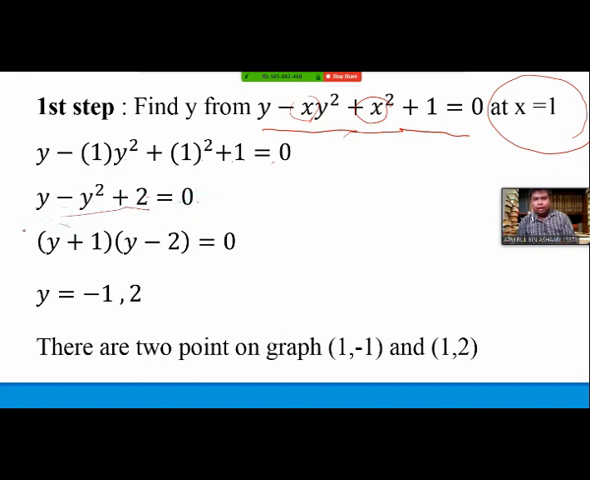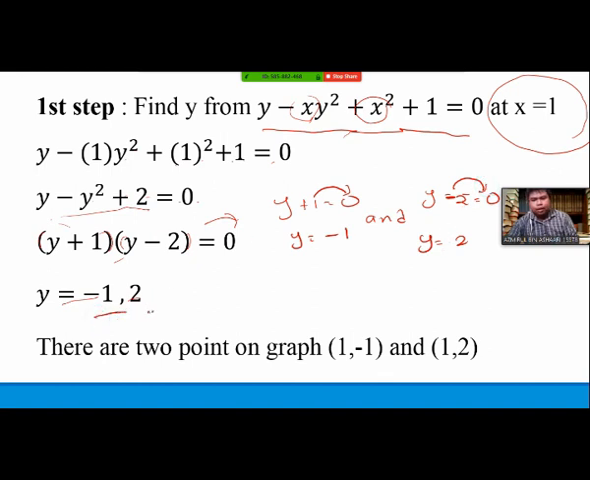Okay, and you factorize this one, you can use calculator. Okay, and you will get that y equal to negative 1 and y equal to 2. Okay, which is from this one y plus 1 equal to 0, y equal to negative 1, which is you move this one to the left side, positive becomes negative. And the other one is negative y minus 2 equal to 0, y equal to 2. By negative 2 moves to the right side, it becomes positive. So their values are negative 1 and 2.